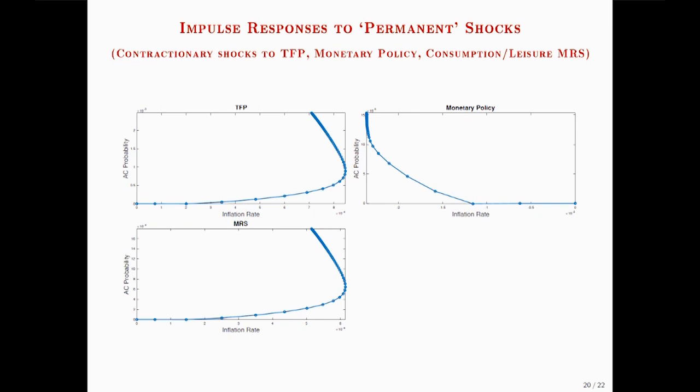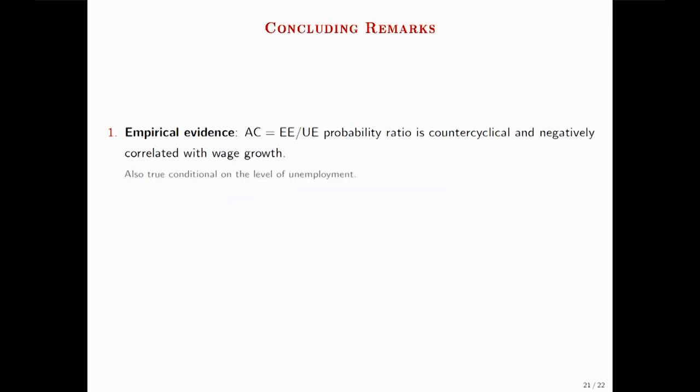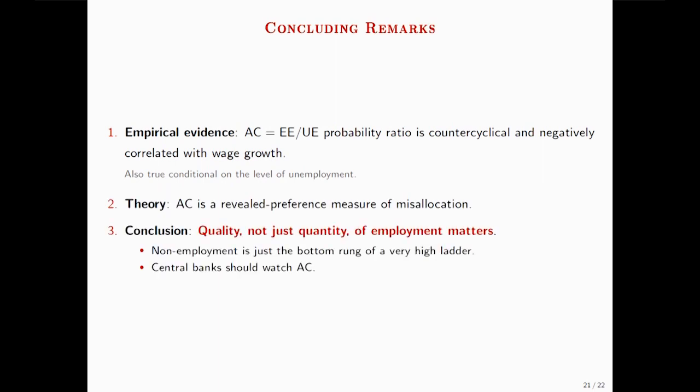Okay, since I have 10 seconds left, I'm just going to move on to the conclusion slide. I'm not going to repeat what I've just said here. I'm just going to state the conclusion, which is that not just the quantity of employment, but also the quality matters, and that non-employment is just the bottom rung of a much higher job ladder, and that the entire distribution of employment over the job ladder matters, and that when thinking about monetary policy, central banks should watch this AC rate. And I'm going to stop here.